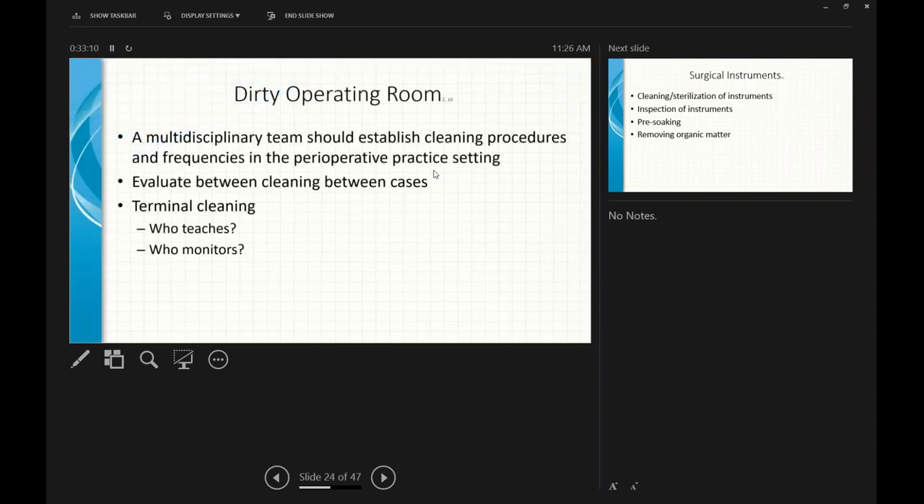You could have the dirty operating room. A multidisciplinary team should establish your cleaning procedures and their frequencies and evaluate the cleaning between cases. And I've already touched on this, but who teaches the people that clean the room and who monitors them? And when is your terminal cleaning done?